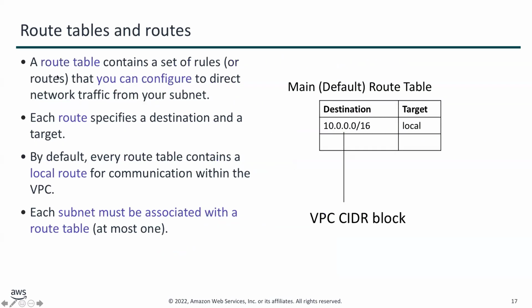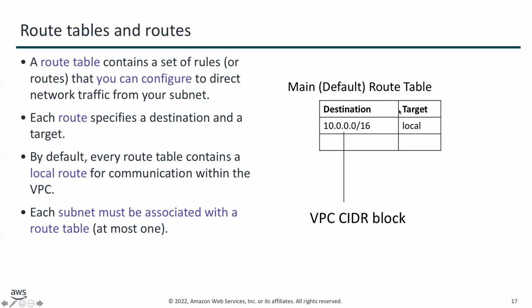Right? Route tables and routes. Now, by name, you would guess what it does: it routes. So we define rules. A route table contains a set of rules. We define rules there, which we can configure to direct network traffic from a subnet. So from each subnet, we can define what traffic goes where.